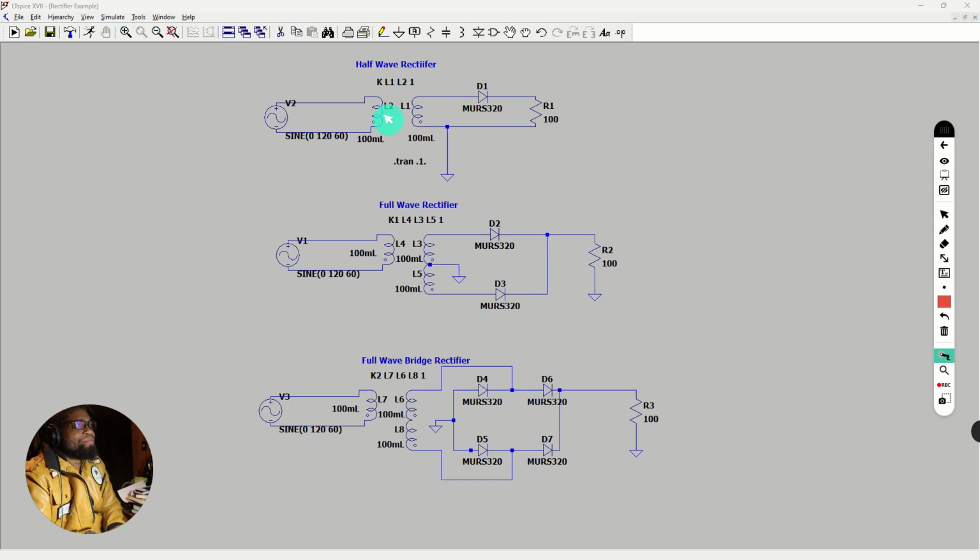So after this inductor, if you see here, we have another inductor. That's the secondary side of the transformer. Now, these have to be linked. If you see this, it says K, L1, L2, 1. That's basically transformer 1. That's a directive, a SPICE directive that you put in there, telling the system that these two, inductor 1 and 2, are linked, okay? So those are linked, and that's how you get it to operate as a transformer.